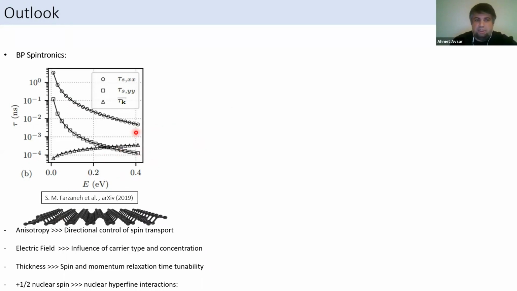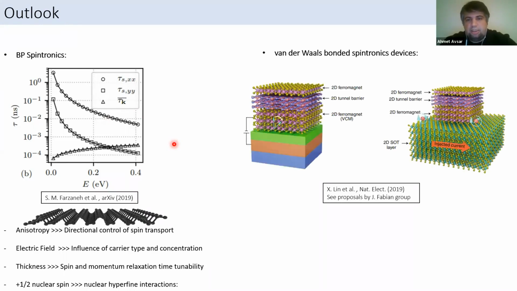You can change the carrier concentration and also carrier types. And with the thickness, you can manipulate the mobility, and also the spin properties. And one of the things is the half nuclear spin of the phosphorus atoms that could be used to study these nuclear hyperfine interactions.